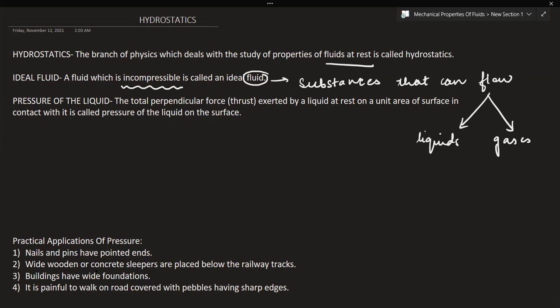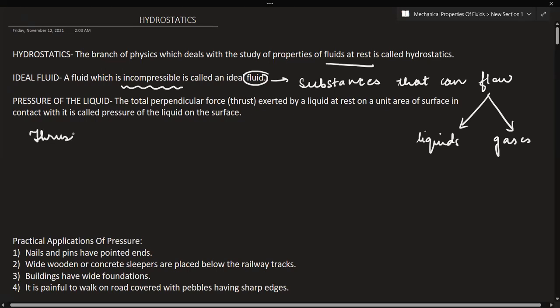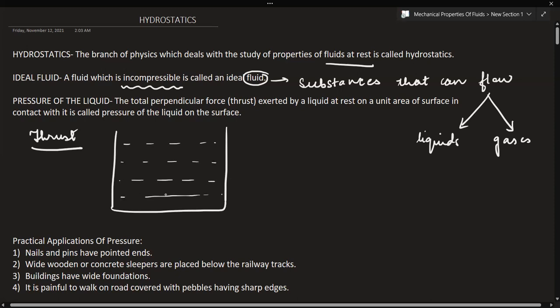So let's see now the concept of thrust comes. Thrust is the perpendicular force applied to the surface. For example, this is a container I have. These are the layers of the fluid. Now the fluid must be exerting some force on the walls of the container. So this perpendicular force, making an angle of 90 degrees with the wall of the container, is known as thrust, the force perpendicular to the surface.